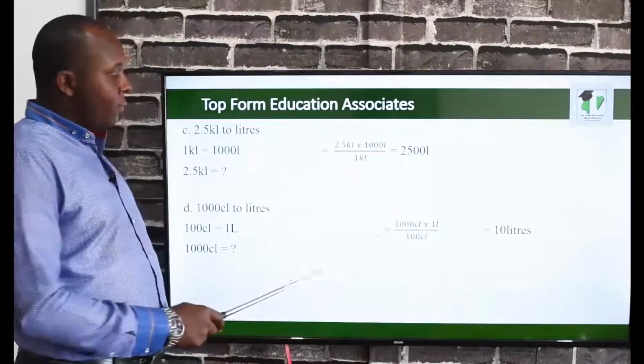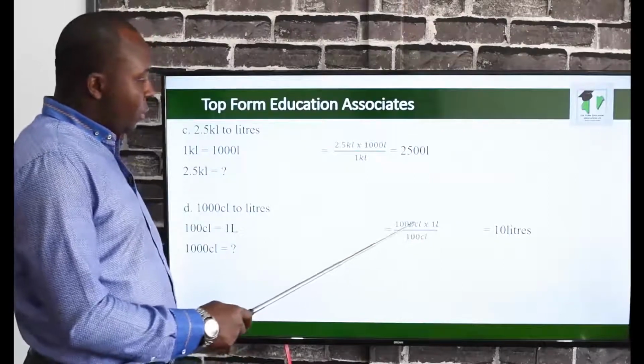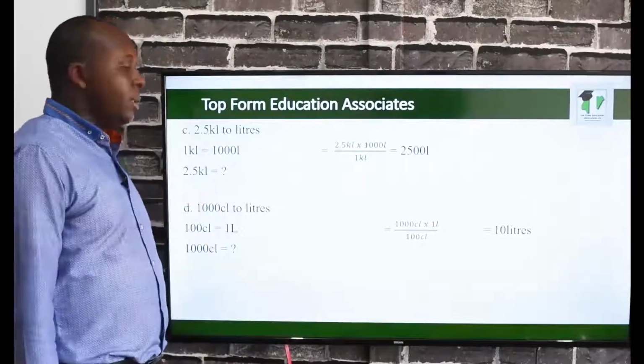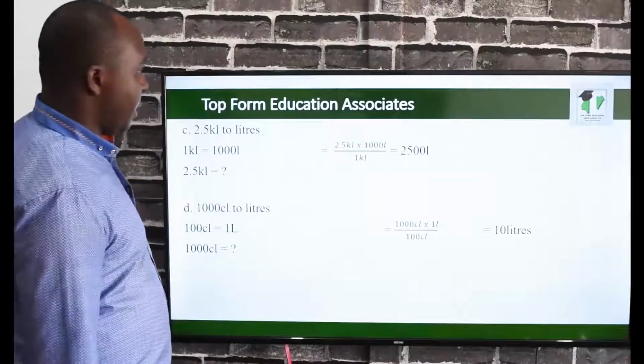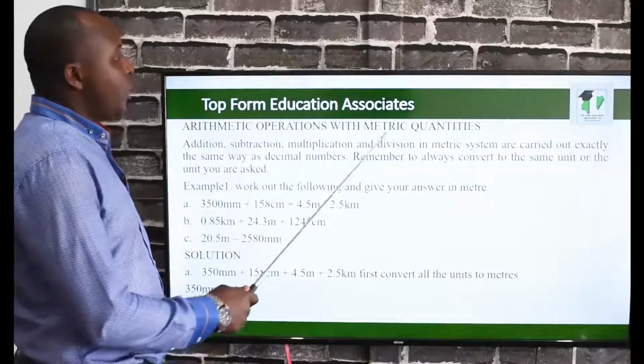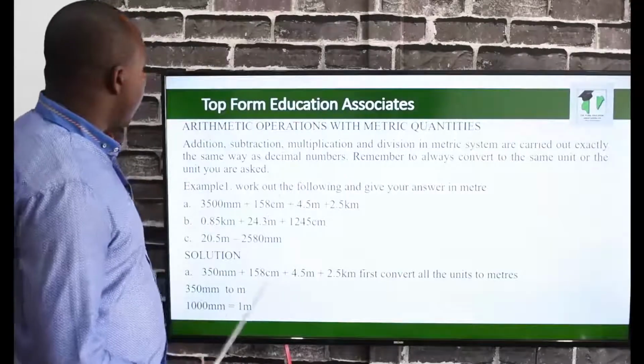So we have 1,000 times 1 liter over 100. 20 will cancel 20. We have 10 liters. So give me 10 liters. The next thing we are going to is the arithmetic operations with metric quantities.